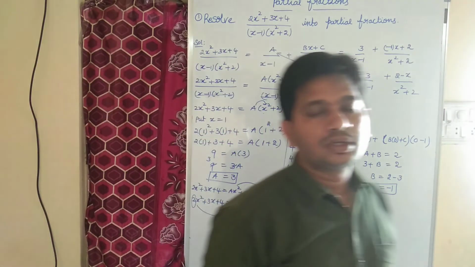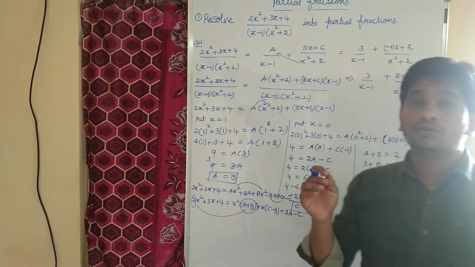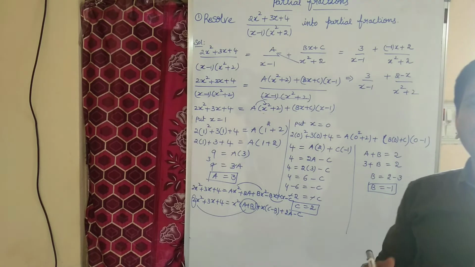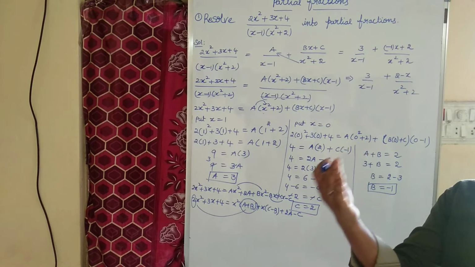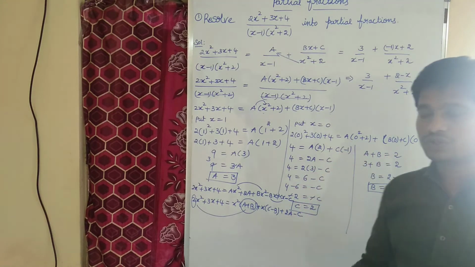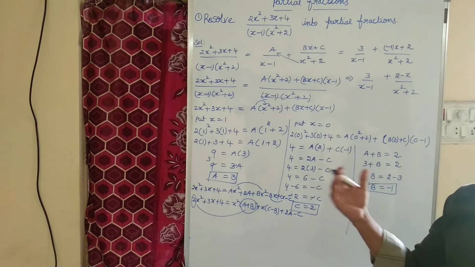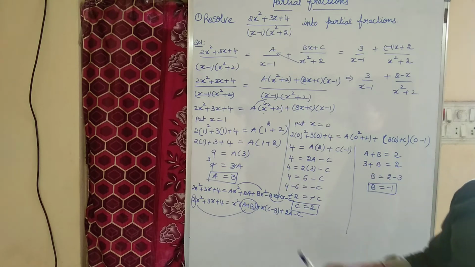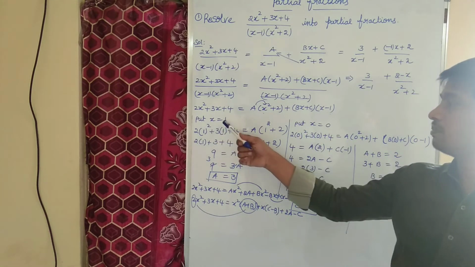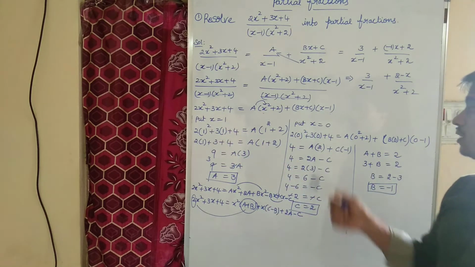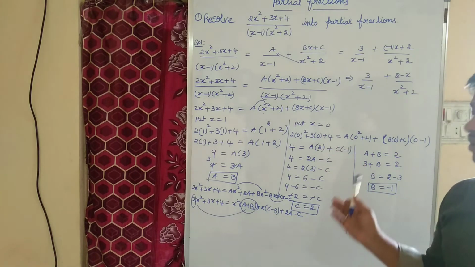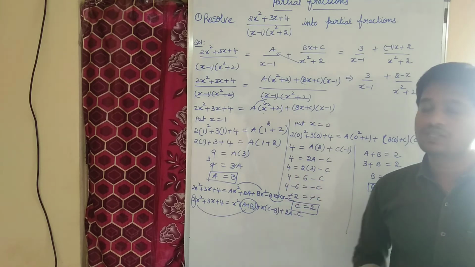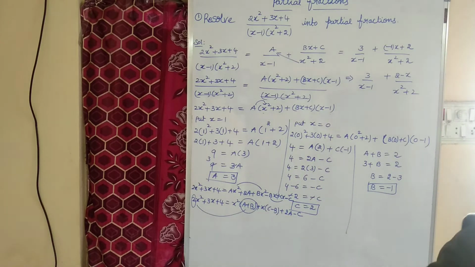Is it clear, children? The thing is, before proceeding with the problem, just think about it. What to put in the place of x? Either we have to put x value 0 or 1 or minus 1 according to the situation. If you put the value of x, you will get the values of a, b, c. In the first case, I put x equal to 1, then I put x equal to 0, then we equated the x square coefficient. So we got the values of a, b, c, then we simplified, right? This is our first problem.